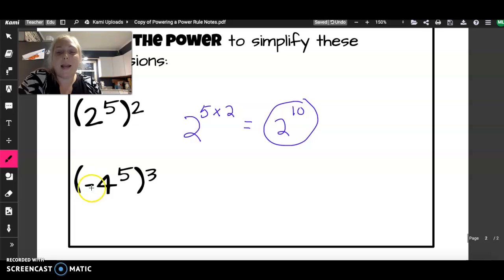When we're looking at -4 to the 5th power being raised up to the 3rd power here, we have to think, what do we do? Every time, we always keep that base, and we multiply the exponents when we have a power being raised to another power. 5 times 3 is 15. This would be your exponential form.